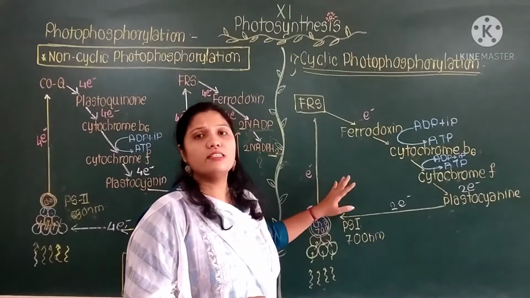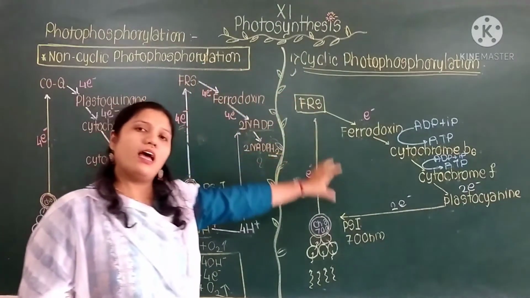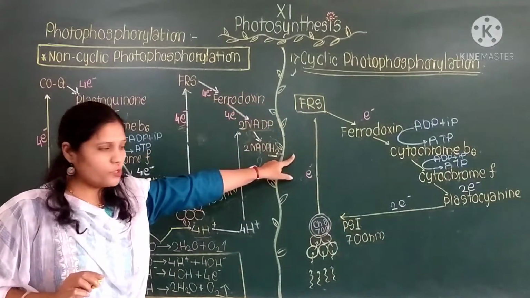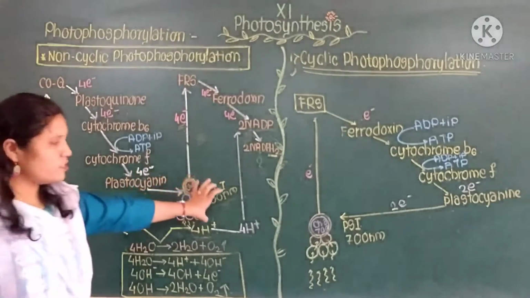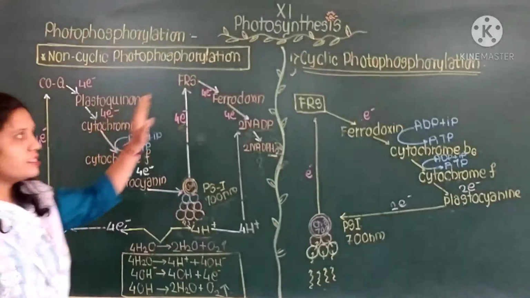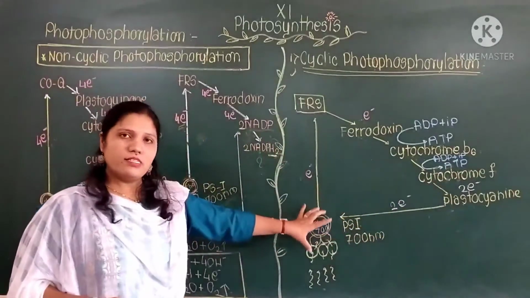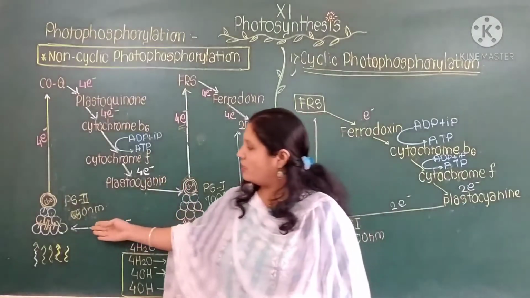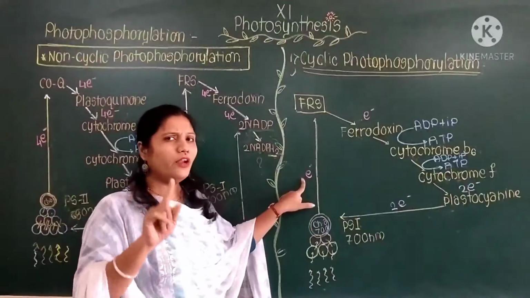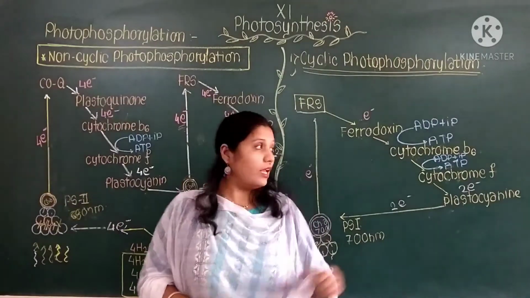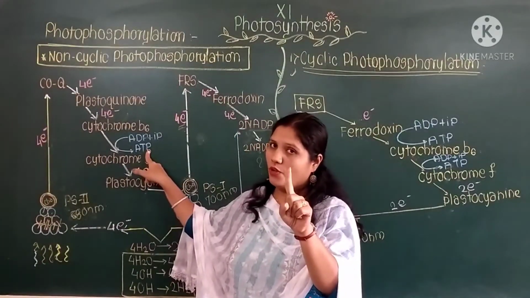Now we'll see the comparison, or the distinguishing points, between non-cyclic photophosphorylation and cyclic photophosphorylation. See here, in cyclic photophosphorylation, only one photosystem is present, whereas in non-cyclic photophosphorylation, 2 photosystems are present, photosystem second and photosystem 1. In cyclic photophosphorylation, the electron which is emitted from the photosystem comes back to the same photosystem. But in non-cyclic photophosphorylation, the electron emitted from the photosystem does not come back to the same photosystem. In cyclic, only 1 electron is involved, here 4 electrons. In cyclic photophosphorylation, 2 ATP molecules are produced, while in non-cyclic only 1 ATP molecule is produced.